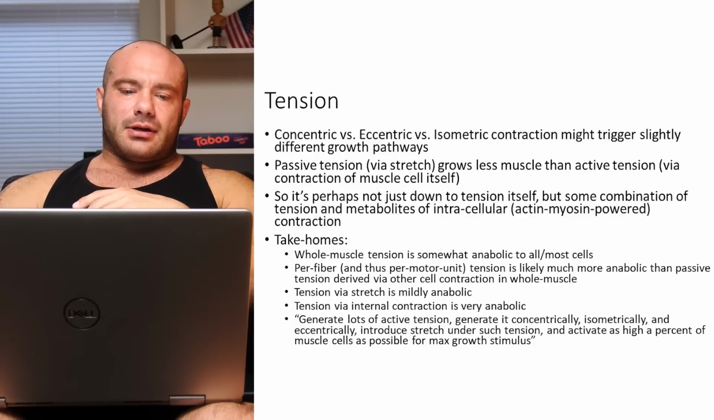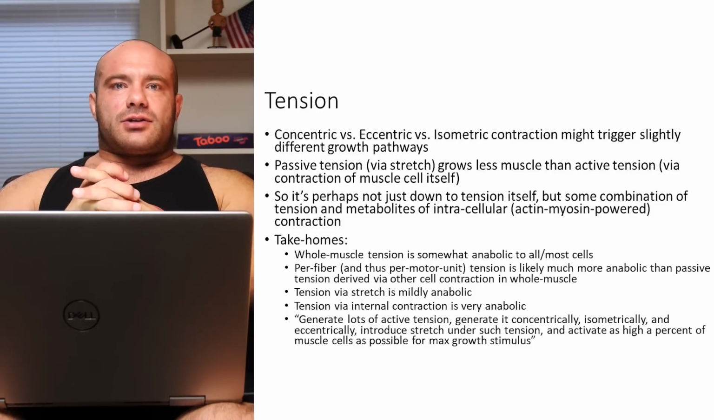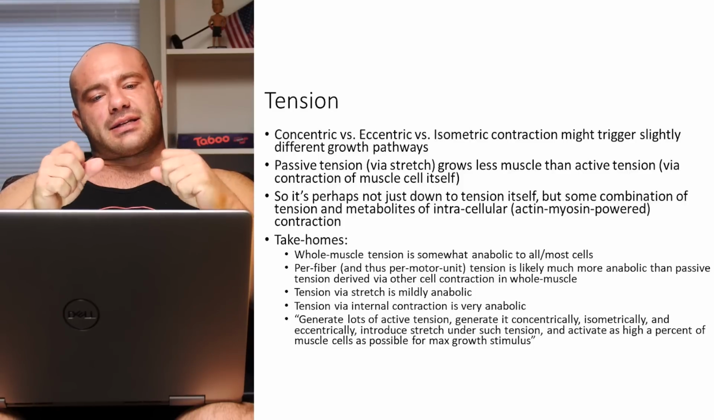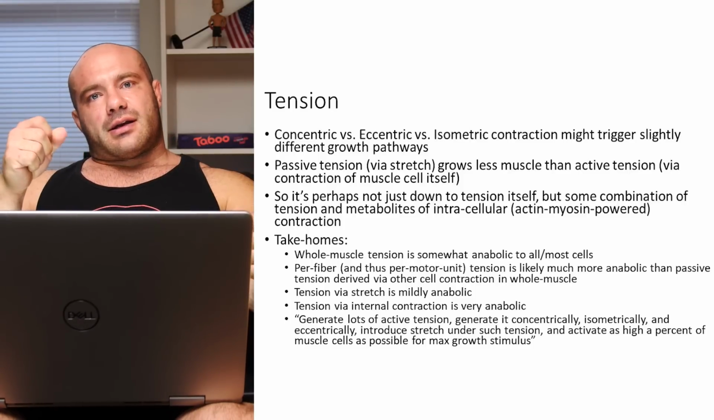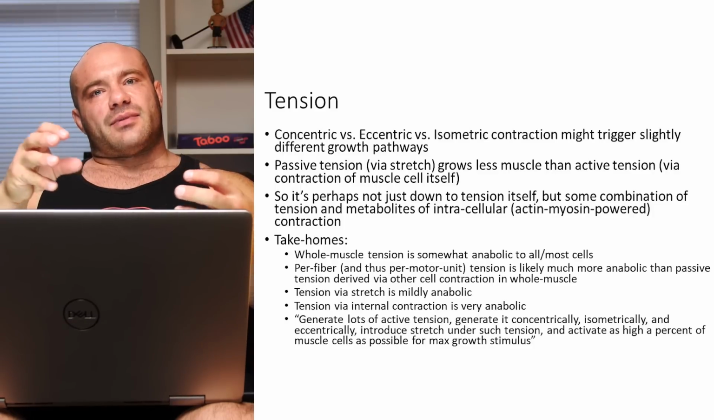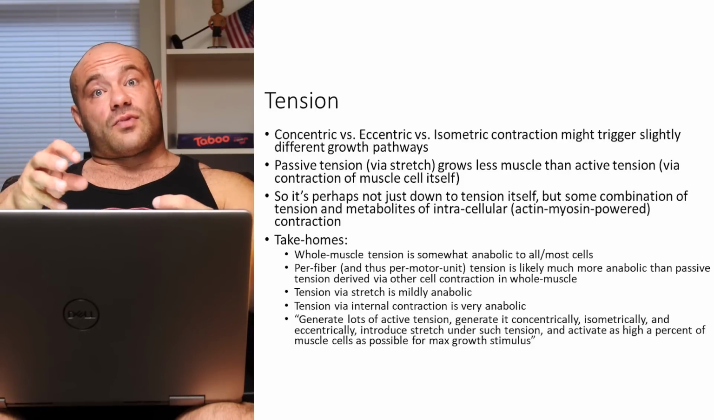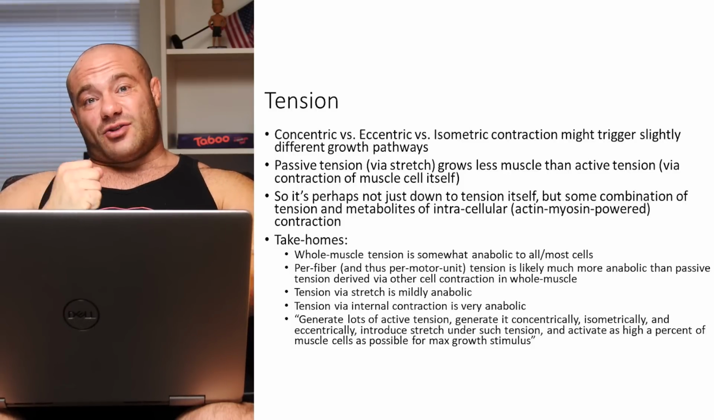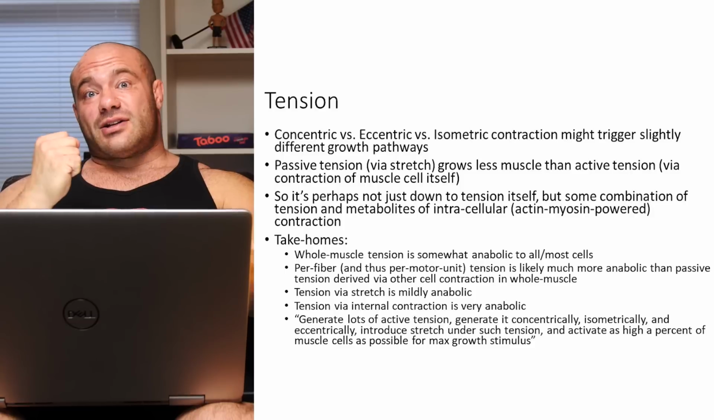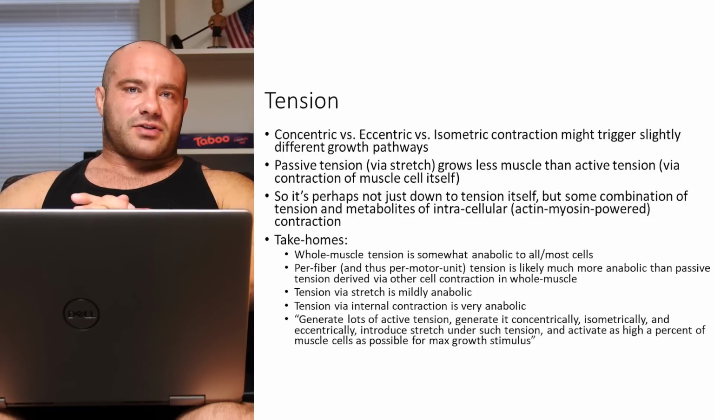Passive tension grows much less muscle than active tension. So if you take a muscle cell and you pull it apart, it's got a bunch of essentially stretchy, elastic elements that generate a ton of tension right back, right? It's like a rubber band: you pull on a rubber band and a whole lot of tension occurs, and that actually generates some growth. Stretch is an independent hypertrophy mechanism.